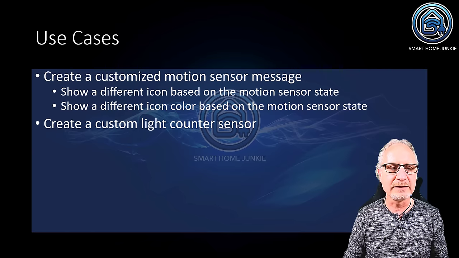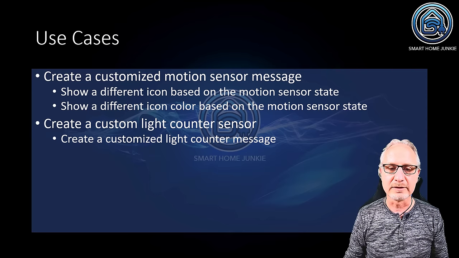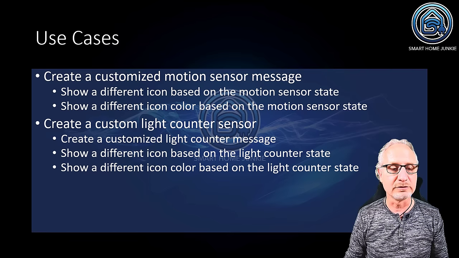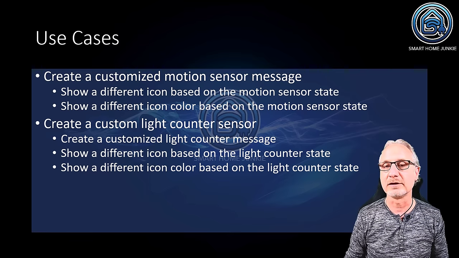Then we're going to create a custom light counter sensor. Basically, this sensor shows us the number of lights that are on in our house. We're going to create a customized light counter message, and we're going to show a different icon based on the light counter state. And also, we're going to show a different icon color based on the light counter state.